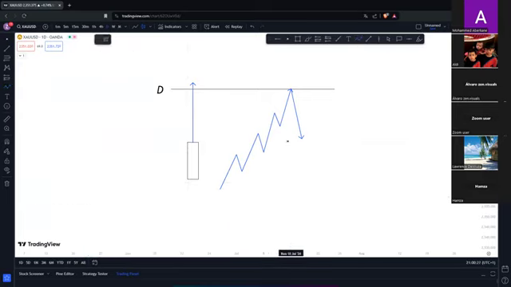A pullback happens. A pullback to where? It can be just here and then go down. It can be to the QM and then go down. It can be to the last resort level. You can call that the last resort level. Some people call it apex, whatever you want to call it. So that's the last level.